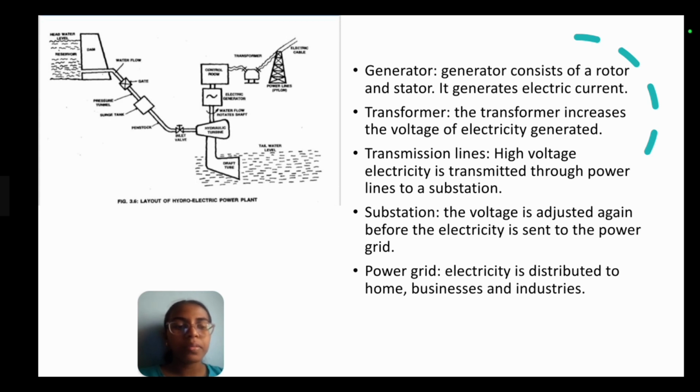Transformer. The generated electric current is usually in the form of alternating current. This alternating current is then sent through a transformer, which increases the voltage of the electricity. Transmission lines. The high voltage electricity is transmitted through power lines to a substation. At the substation, the voltage is adjusted again before the electricity is sent to the power grid. The electricity is finally distributed to homes, businesses, and industries through the power grid.